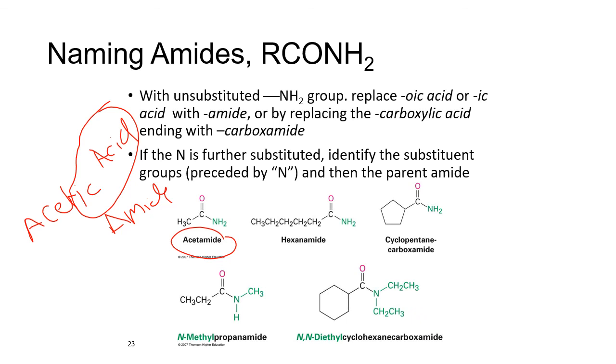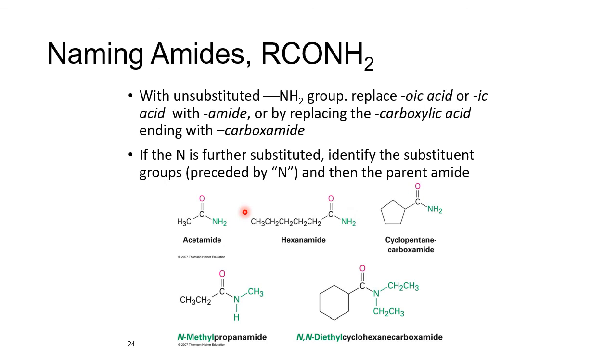So this compound is called acetamide. The next one is called hexanamide. Instead of hexanoic acid, we replaced the OIC, the last three letters O I C and the word acid, with amide, so it's hexanamide. This compound, if it was a carboxylic acid, we would call it cyclopentane carboxylic acid. Now we call it cyclopentane carboxamide.